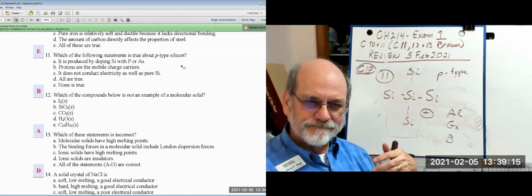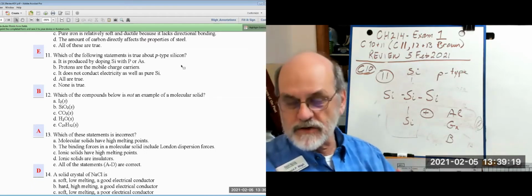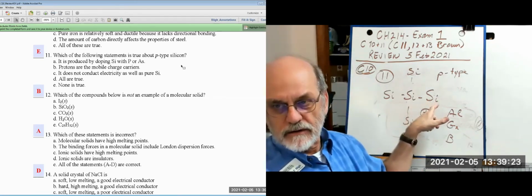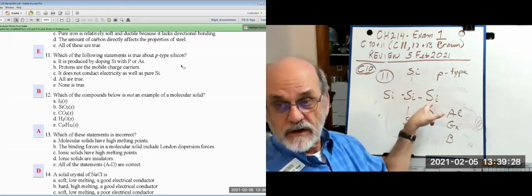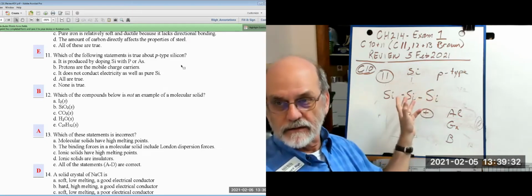Protons are the mobile charge carriers. Well, no. Protons can't be the charge carriers. Why? Because protons are in the nucleus. And if you move a proton, you have to change the element from silicon to something else. It can't happen.